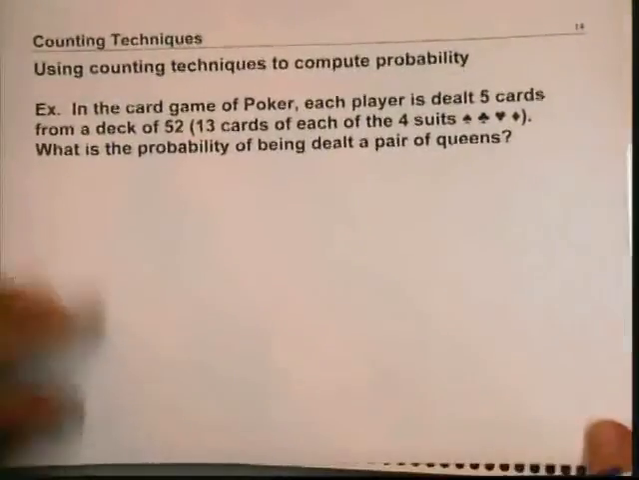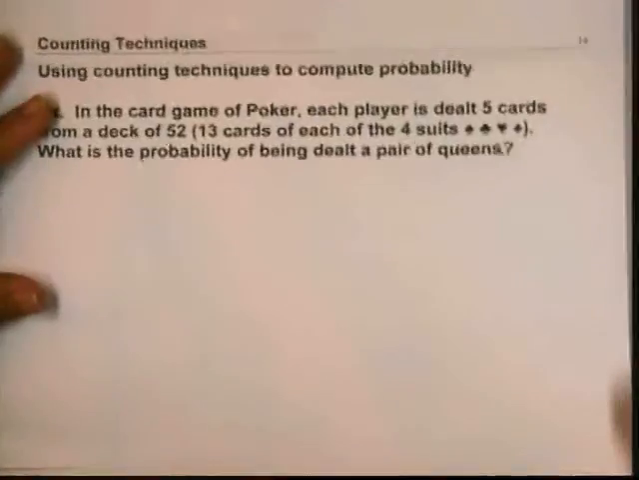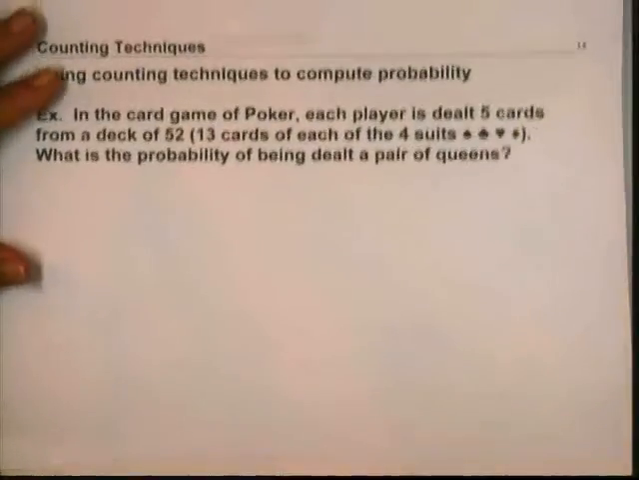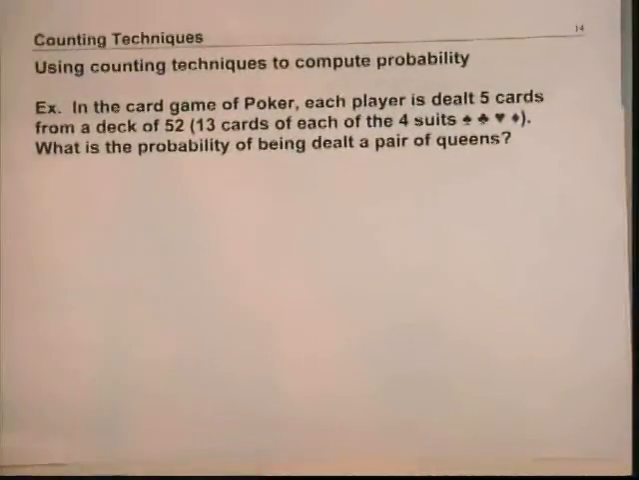All right, if you're not a card player, I'm sorry, we'll do one here. In the card game of poker, each player is dealt 5 cards from a deck of 52. 13 cards of each of the 4 suits: spade, club, heart, and diamond. What is the probability of being dealt a pair of queens? You have jack, king, queen, ace. If you're not.